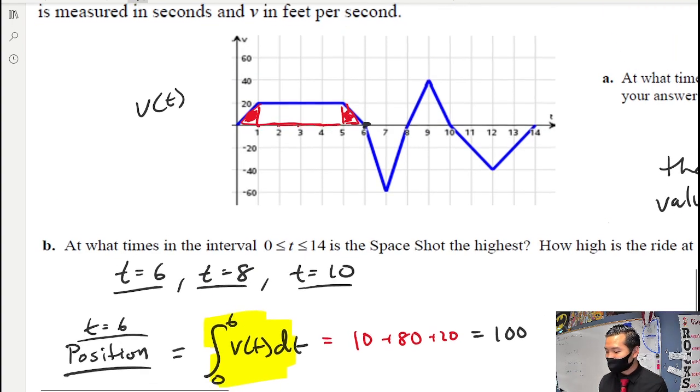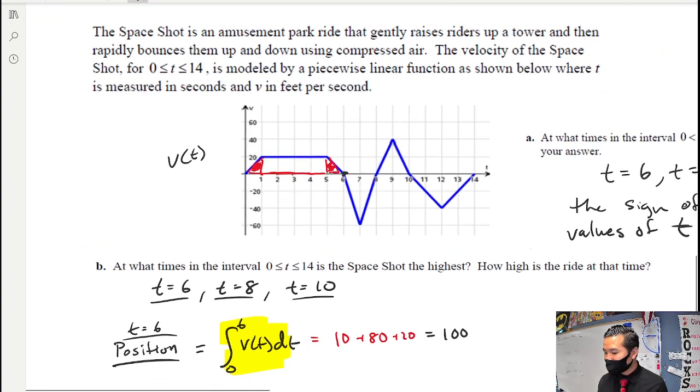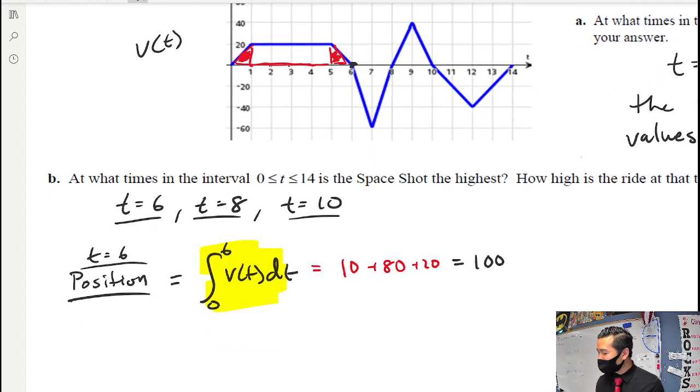How fast is this thing going? Is it feet per second? So what would the unit be for this, by the way? It's 100 what? 100 meters. Velocity is given in feet per second in this problem. So what would my position be? 100? Think about what you're answering there. Position, it would be 100 feet. Does that make sense?